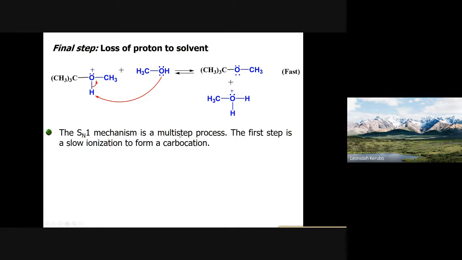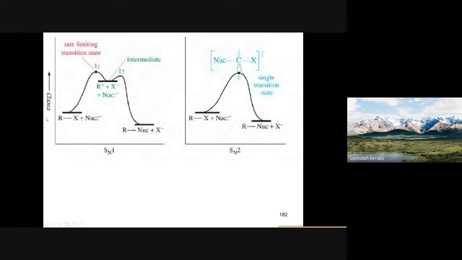So the SN1 mechanism is a multi-step process. I've already indicated that. The first step is a slow ionization to form a carbocation. This is the energy diagram for SN1 reactions, and you can see it's a multi-step reaction as compared to SN2, which is a one-step reaction with one transition state, and the rate is dependent on the concentration of both the substrate and the nucleophile, because at the transition state you have both of them. You have the nucleophile there, you have the substrate. The bond is trying to form to the electrophilic carbon on the substrate, and the bond to the halogen is also trying to break at the transition state. That's why the rate of reaction of SN2 is dependent on both the nucleophile and the substrate.